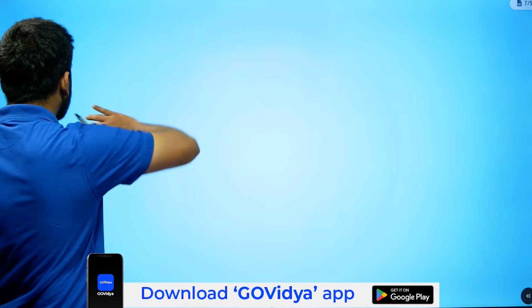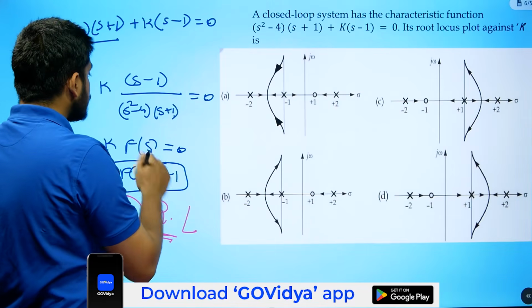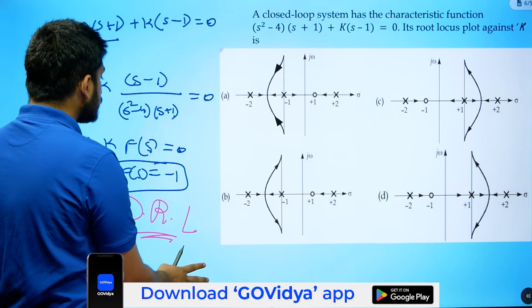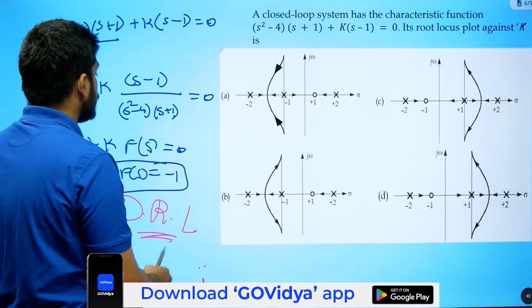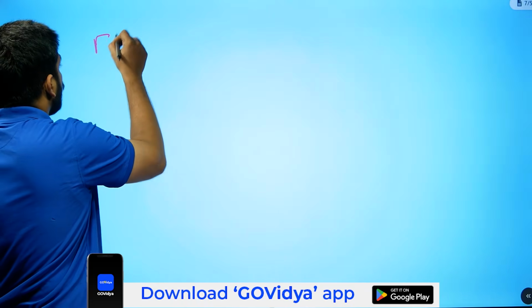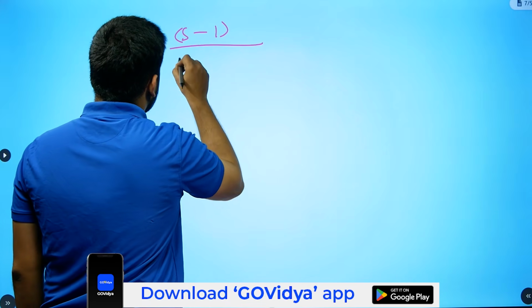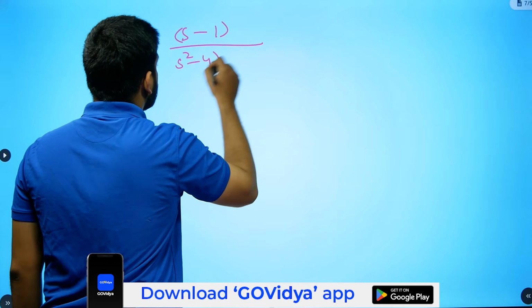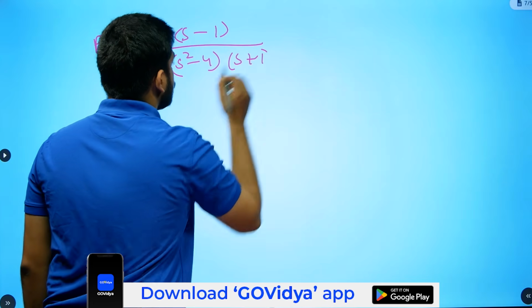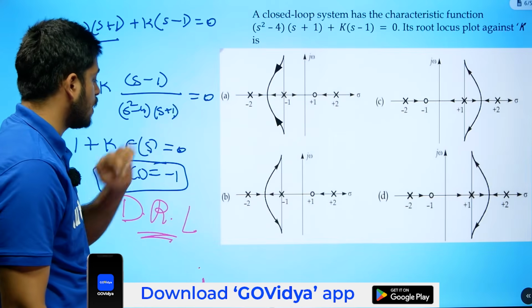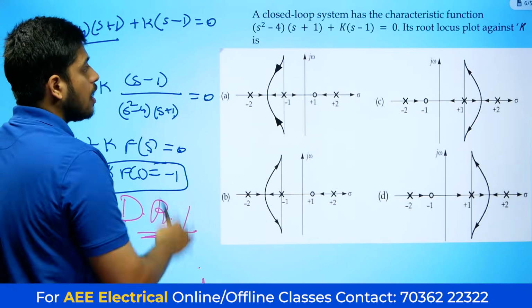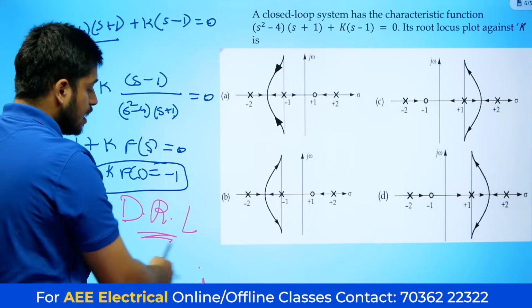Okay, so from the equation we have, what is f of s? f of s is equal to (s minus 1) by (s square minus 4) into (s plus 1). This is my equation, exactly what we have as the f of s equation after simplifying the actual given equation.